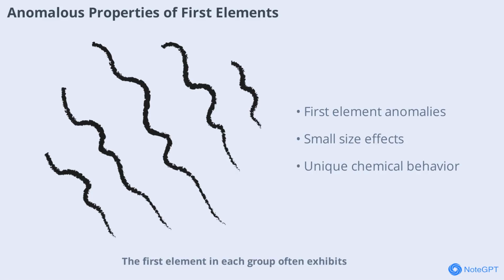First element in each group often exhibits properties different from the rest of the group. For example, lithium, beryllium, and boron show unique behaviors due to their small size and high charge density. These anomalies are important for understanding the chemistry of these elements and their compounds.